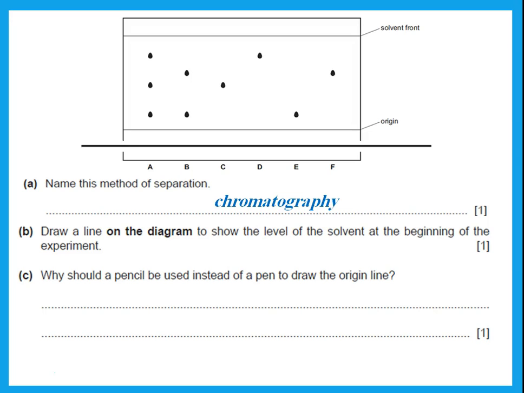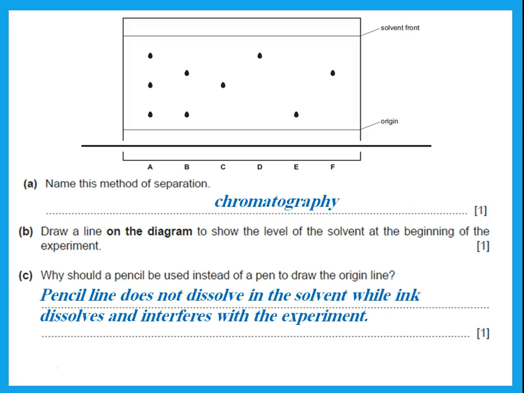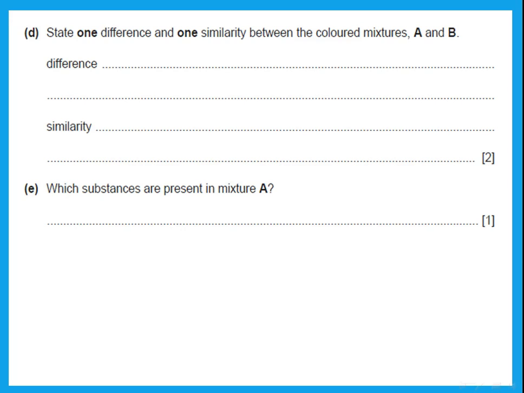And then he says, why should a pencil be used instead of a pen? Of course, we said pencil is something that does not dissolve in the solvent, while ink dissolves and interferes with the experiment.